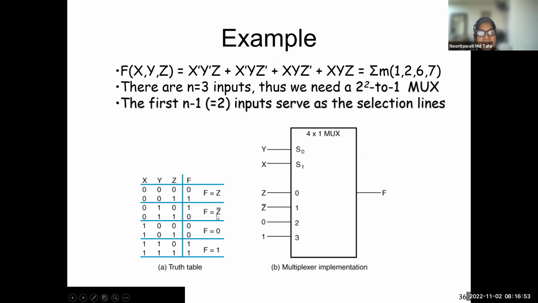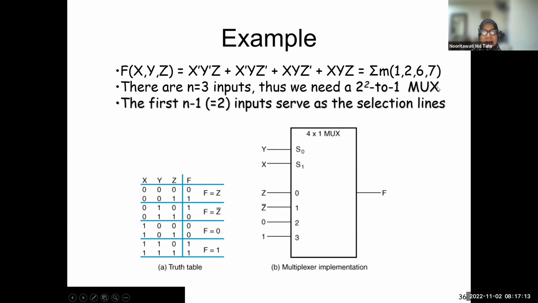Yeah, the second one F, the output is Z bar. Why Z bar? Sebab output 1 ketika Z adalah 0. So it's Z bar. Kita ambil mana Z yang satu saja, iaitu pada minterm 1, 2, 6, 7.